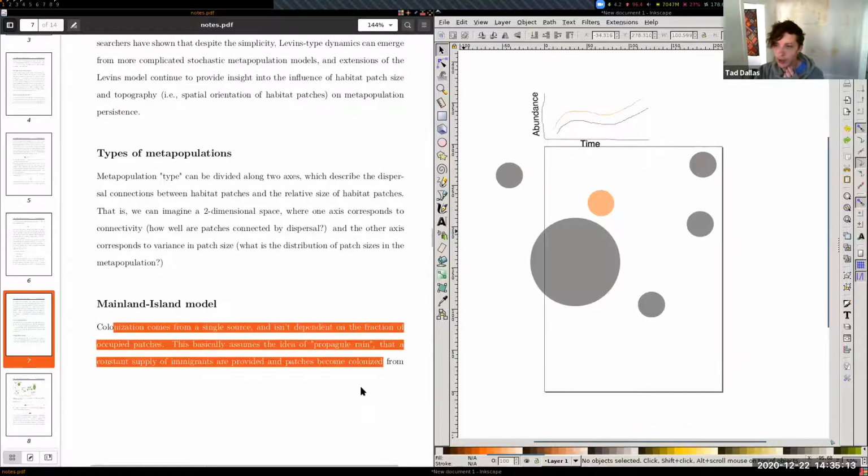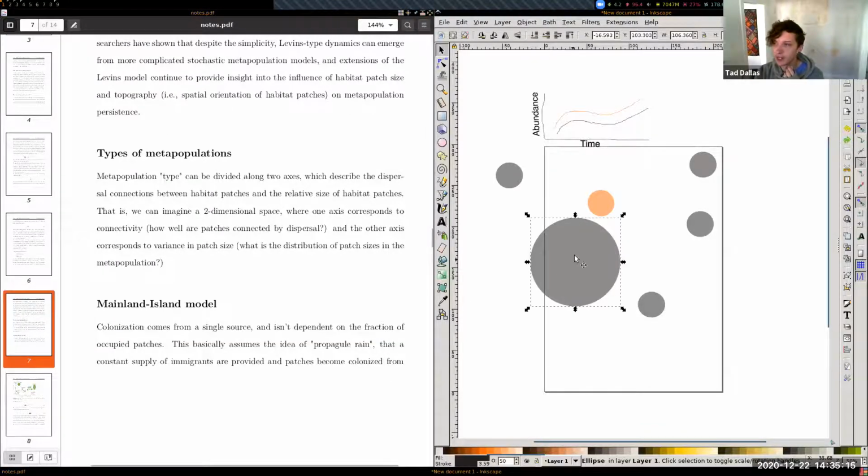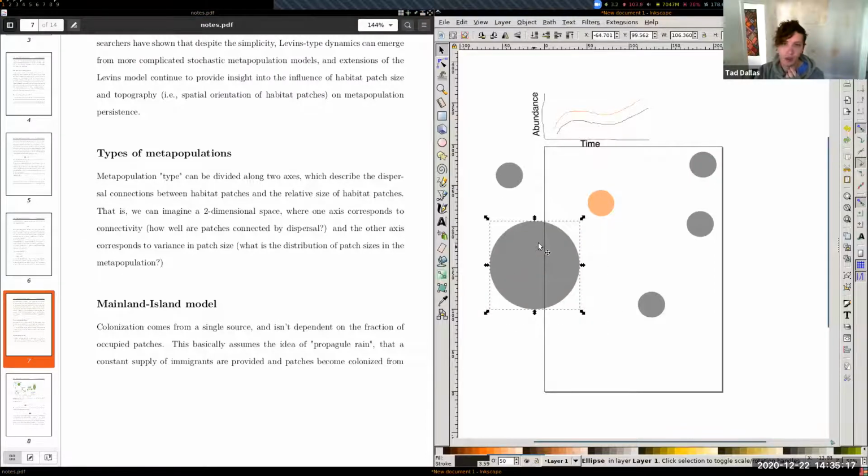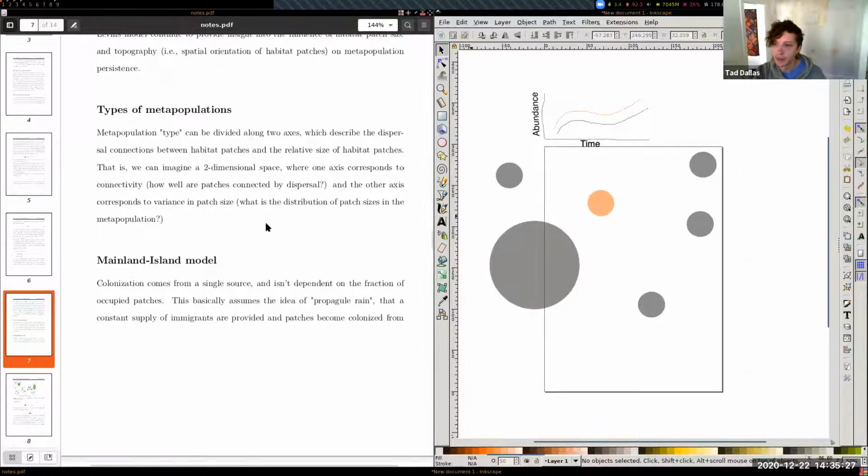Yeah, and in the notes I go over the idea of propagule rain, the idea that from this mainland in the mainland-island model, this mainland is basically just throwing individuals out, and some of them are going to land on these islands and stick.